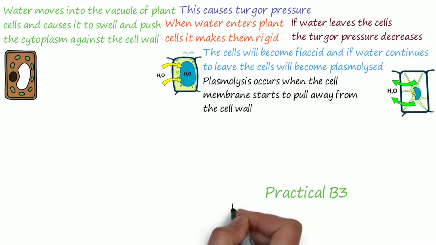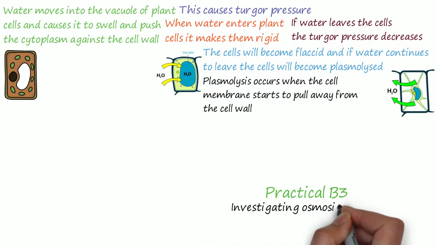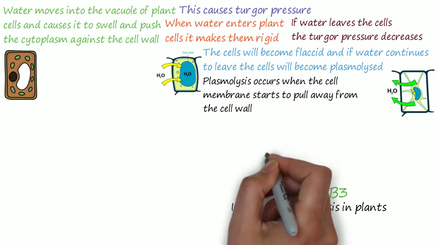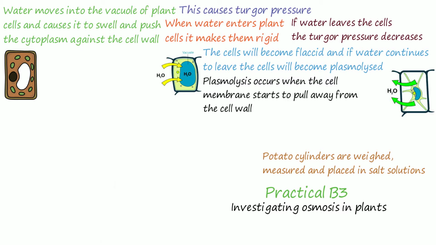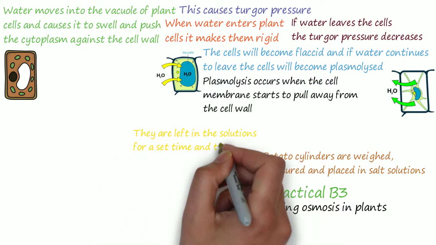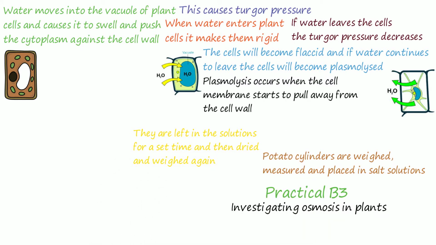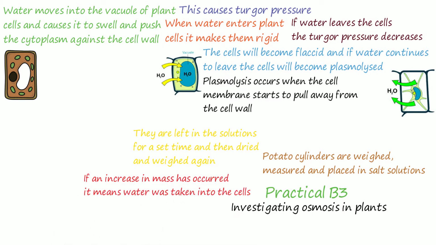The next required practical is to do with investigating osmosis in plants. Potato cylinders are weighed and measured. Each potato cylinder is placed in different concentrations of salt solutions. They are left in the solution for a set time before being dried and weighed again. The difference in mass is then calculated.